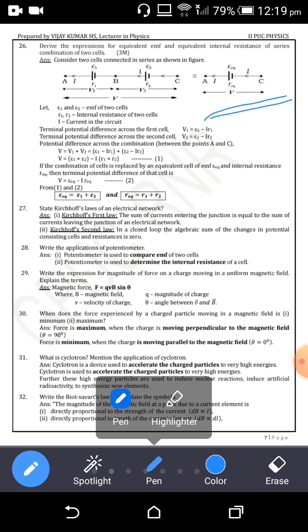Let us see the first application: potentiometer is used to compare the EMF of two cells. Next, it is used to determine the internal resistance of a cell. Once the college is open and you perform the experiment, you will come to know how we compare the EMF of two cells and determine the internal resistance of a cell using the potentiometer. So this is regarding the 2 mark and 3 mark questions based on the current electricity chapter.